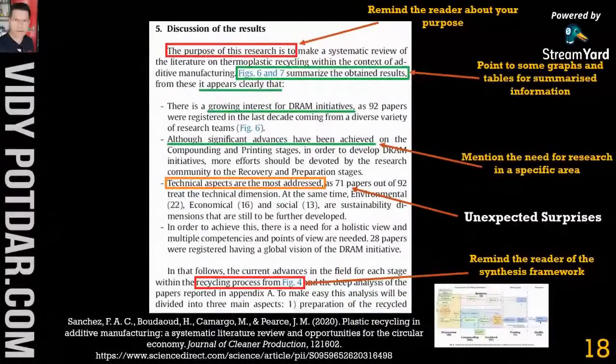Let's look at another example. This is again from the plastic recycling paper that we used in the previous webinars as well. So let's look at the structure of how they have written their discussion section. They start by reminding the reader about their purpose: the purpose of this research is to make a systematic review of the literature on thermoplastic recycling within the context of additive manufacturing.